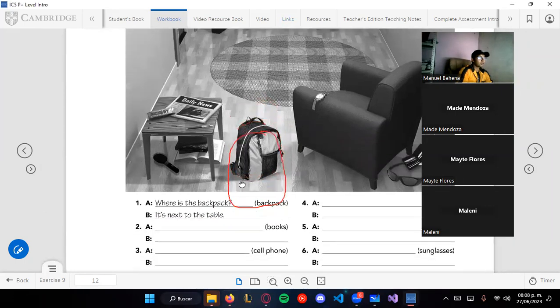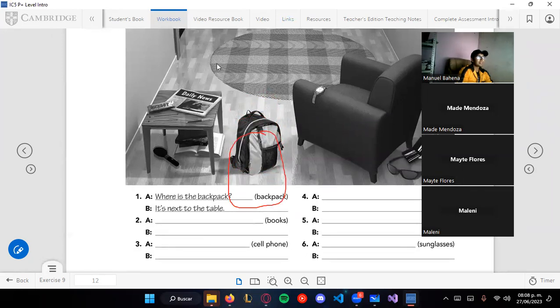So, for example, number two, it says books. Where are the books? Okay, excellent, Maleni. Yes. Where are the books? Okay, Maleni, why did you use are? This word, are. Estamos hablando de plural. Exactly. Yes, we're talking in plural. Estamos hablando en plural. Books, libros. Aquí arriba, backpack was singular. Aquí la palabra backpack, mochila, era singular. We were just talking about one. Solo hablábamos de una. But now we're saying books. Pero ahora estamos diciendo libros, muchos. All right? Perfect. That's why we use are. Por eso usamos are.